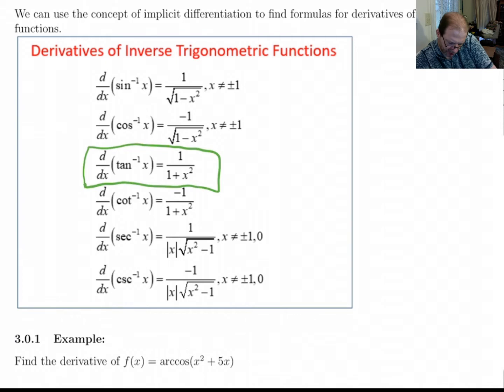So I want to do two things in this section. I want to do an example using one of these formulas, and then I want to show you how to derive these formulas. I might ask you to derive one on a test at some point. So let's just look at using the derivative formula.